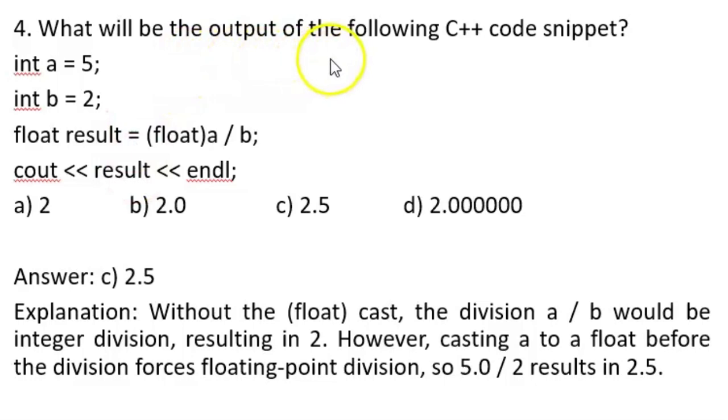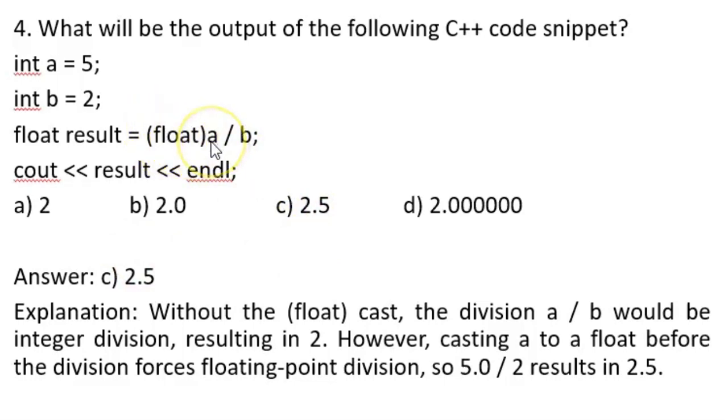Question number 4. What will be the output of the following C++ code snippet? Int a is 5, int b equals 2, float result. A floating point number has digits after the decimal point. Float a over b, result is 5 divided by 2, which is 2.5. Because it is a float, the output is directly 2.5, the answer.